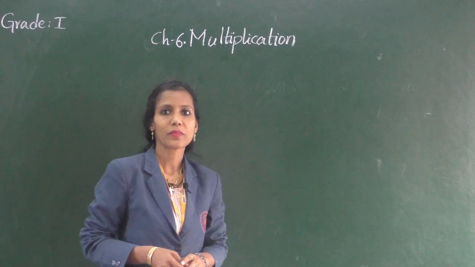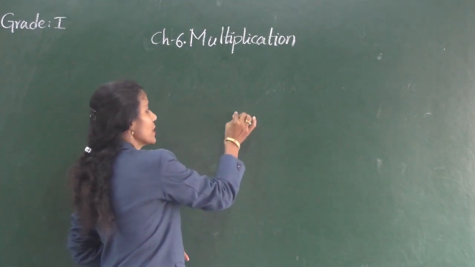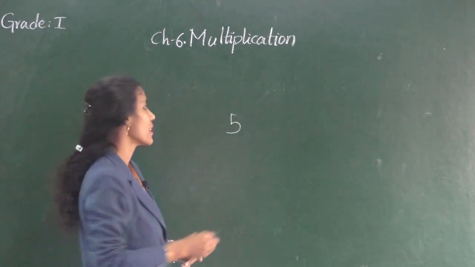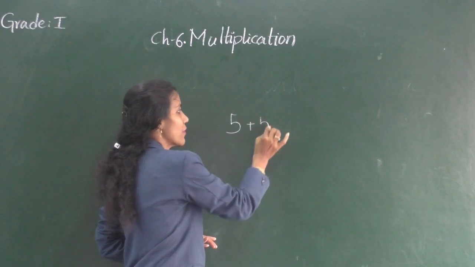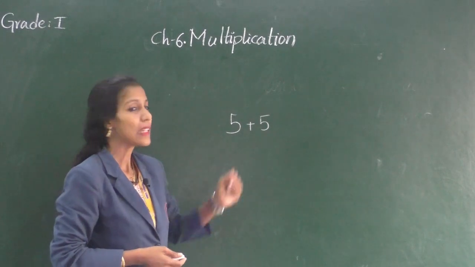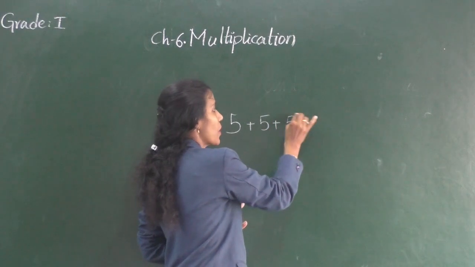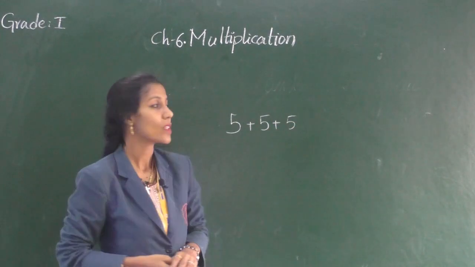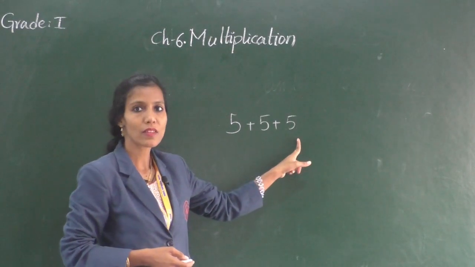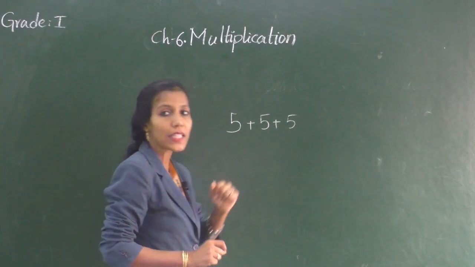Let's solve the problem. Here you can see, as Aradhya came, she bought 5 pens. Then Tivona also she bought 5 pens. Later Steve joined in and he also bought 5 pens. So here you can see 5 plus 5 plus 5. So 3 kids bought 5 pens each.